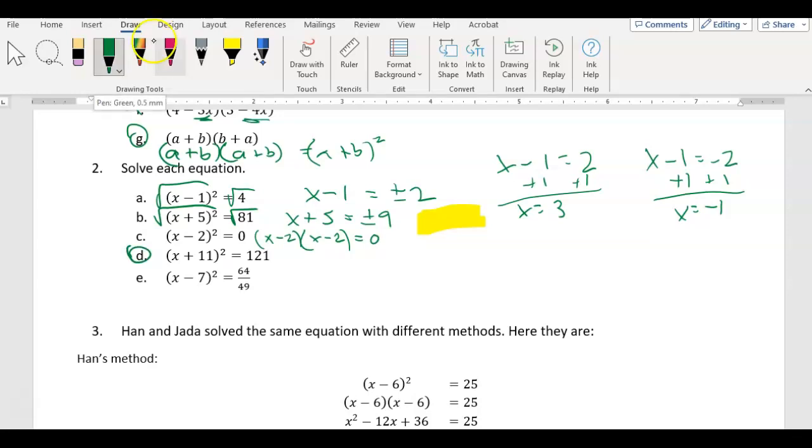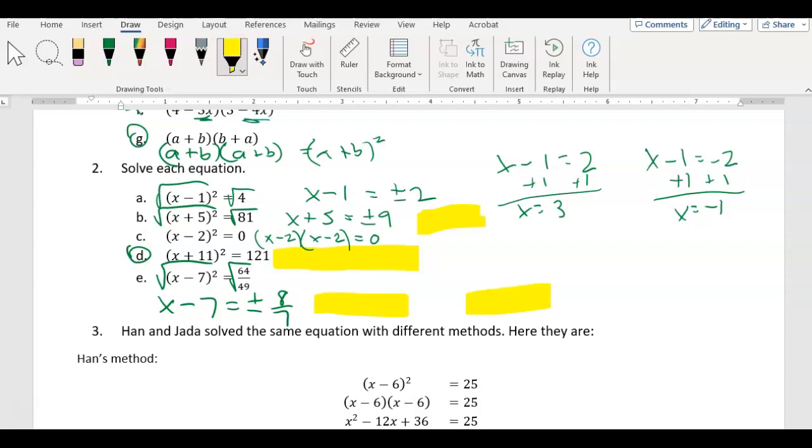D, I want you to solve completely on your own. If you have questions or you want to check your answers, you can text me. E, I will go over because there's a fraction, and I know you think fractions are scary. So if I take the square root of both sides, this is a perfect square. You might not recognize this, but 64 is a perfect square and 49 is a perfect square. So we get x minus 7 equals plus or minus 8 over 7. All right, that's it. That's your answer, right? Because the square root of 64 is 8 and the square root of 49 is 7. You do still need to do a plus or minus, so you should again come up with two answers. So list your two answers there for me.